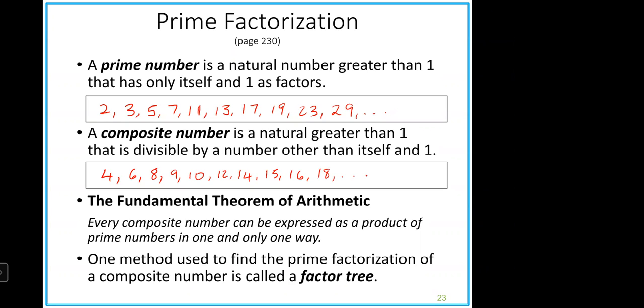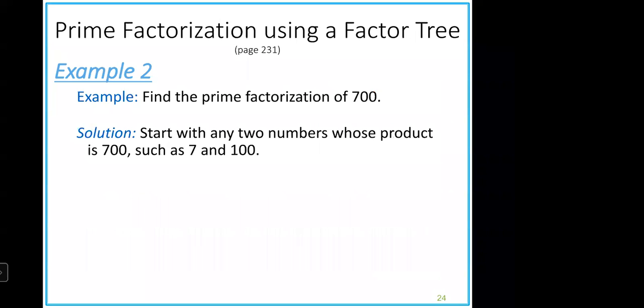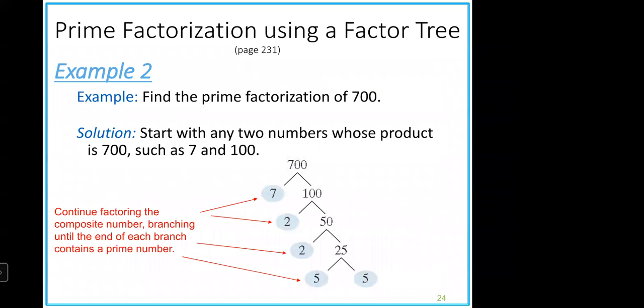But with composite numbers, they have more than 2 factors. And so sometimes it's useful to be able to write them as a product of their prime factors. To find the prime factorization of a number, we could use the factor tree. We're going to just look at a review of that because I think most of you should have done something similar before. So we start with any 2 numbers whose product is equal to 700.